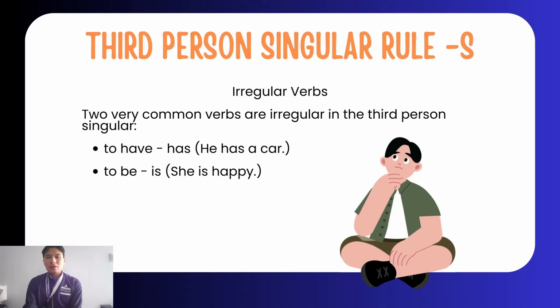The third person singular rule also applies for some irregular verbs. Irregular verbs change their form. There are two very common verbs that are irregular in the third person singular. They are have and the verb be. Have changes to has and be changes to is. For example, he has a car. She is happy.